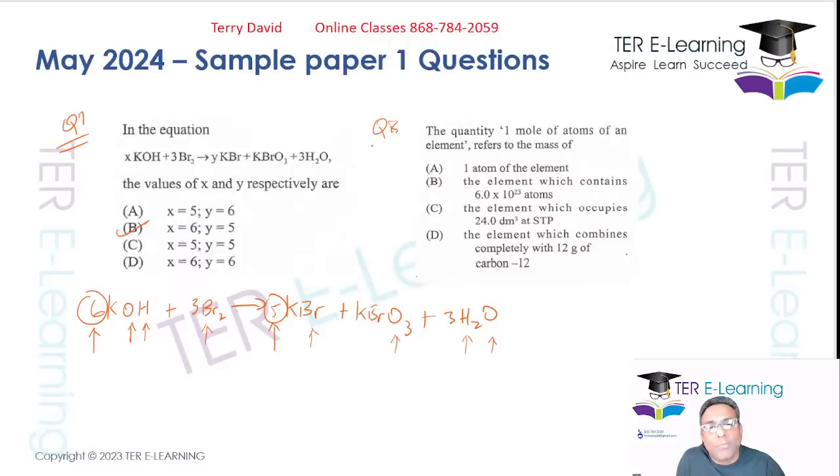What about question 8 here? The quantity 1 mole of atoms of an element refers to the mass of what? What are you talking about here? Question 8.